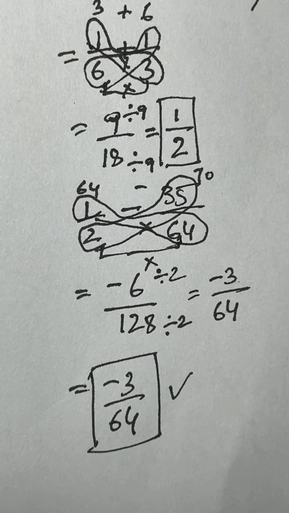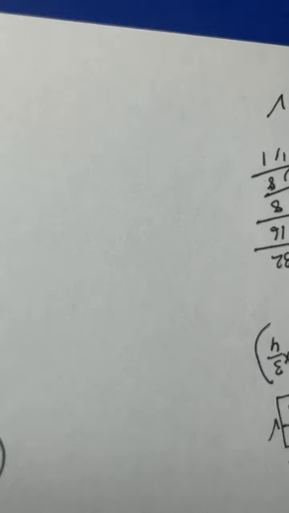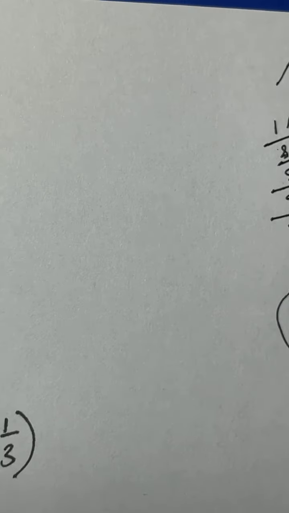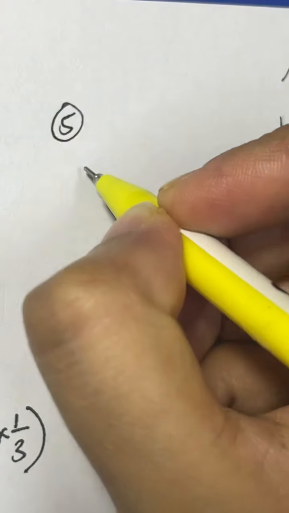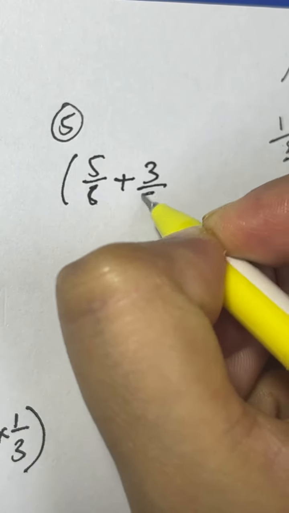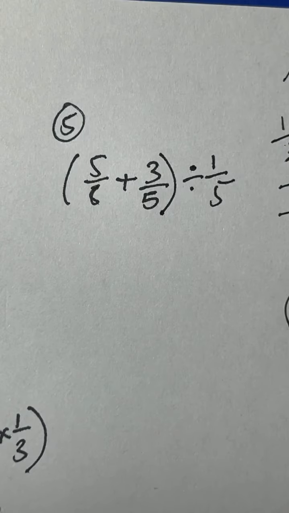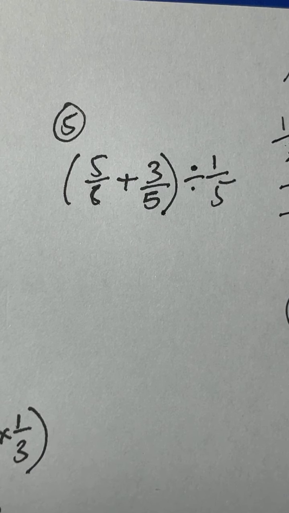Okay, now there's one more question in which I'll show you another way round to solve fractions. The question goes like this. You have 5/8 plus 3/5 divided by 1/5. Now you have additions and divisions together. So how do you solve this?